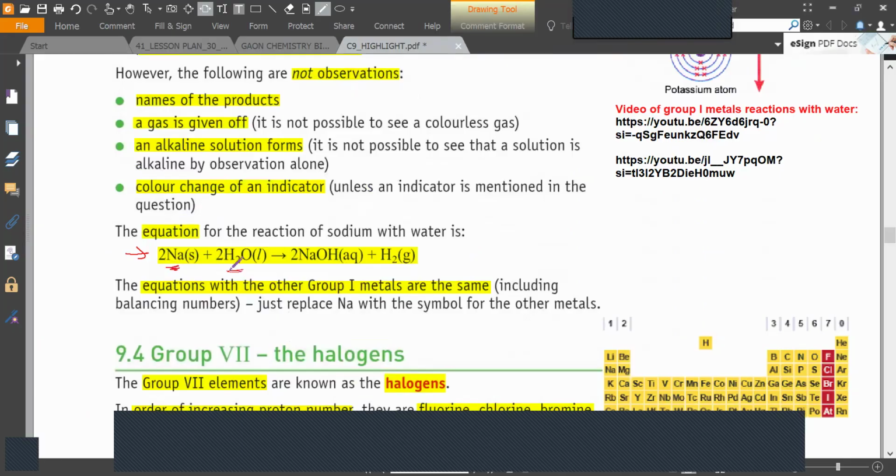A group 1 metal reacts with water to form a hydroxide and hydrogen. So all of group 1 will react with water to form hydroxide and hydrogen. For example, lithium plus water forms lithium hydroxide and hydrogen. All of them will be the same.